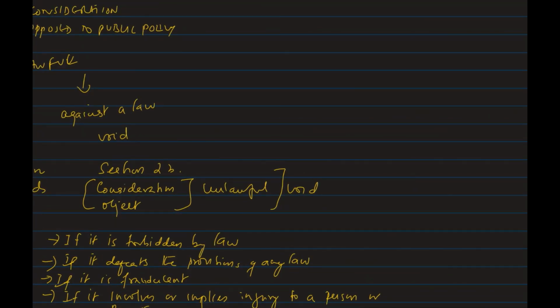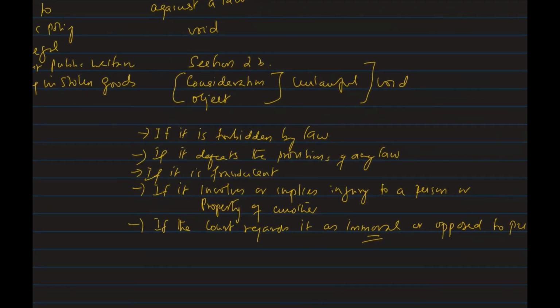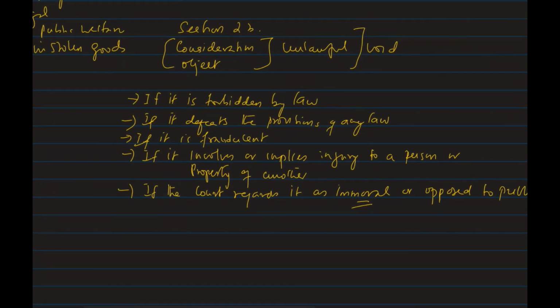So in both these cases, the agreement is void because the consideration or object of it is unlawful. Any agreement, the consideration or object of which is unlawful, is void and it cannot be enforced in a court of law. It doesn't even become a contract. So very, very important, my dear students. There are these five points. Kindly understand this carefully.